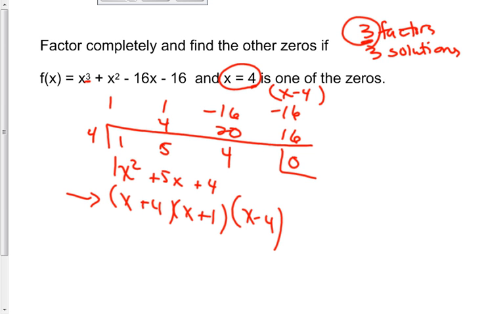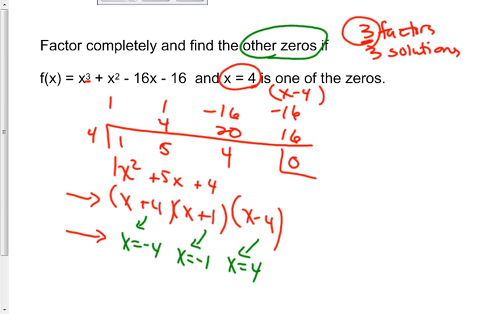So these are my three factors. What are the three solutions that come from that? Take each one of these apart and solve. This one gives me x equals negative 4. This one gives me x equals negative 1. And this is the one that they told us in the original problem, x equals 4. I have just found the other zeros to this original question. The other zeros are negative 4 and negative 1, and the one that they gave me was 4. Okay, so here's how you're going to solve equations with solutions by using your synthetic division.